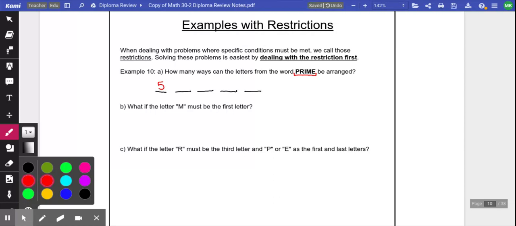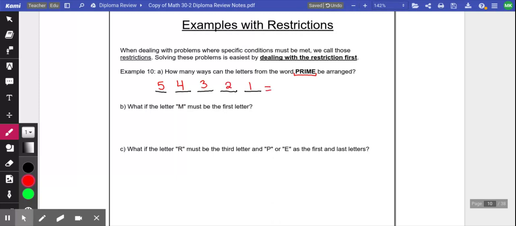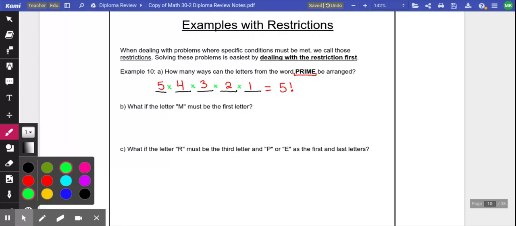The second slot, you then would have only 4 letters left, because one of the letters has been chosen. Then there's only 3, 2, 1, giving me a total of 5 factorial different ways in which I could sort those letters. 5 factorial means 5 times every number less than 5, so it's 5 times 4 times 3 times 2 times 1. If you throw that in your calculator, I believe the answer is 120. That doesn't seem right. Oh, it is right, 120. Ha! How lucky is that?